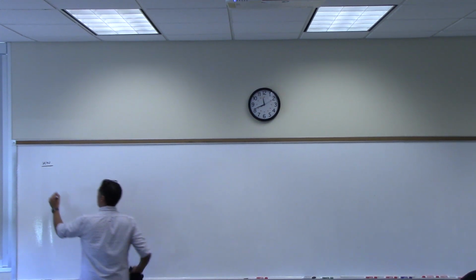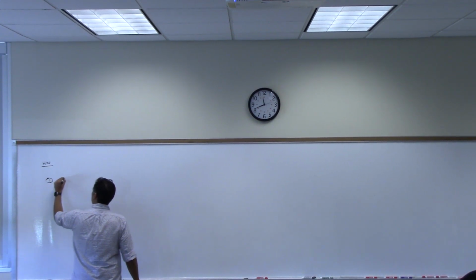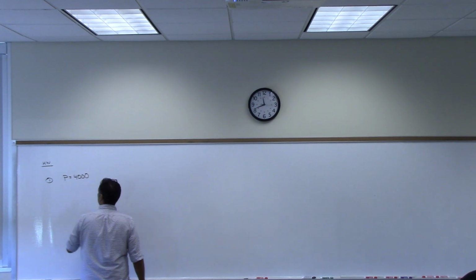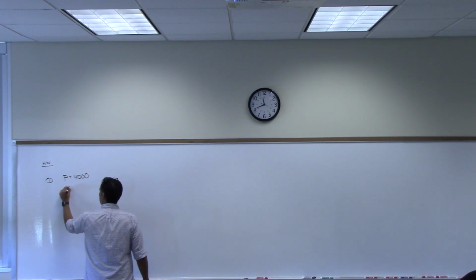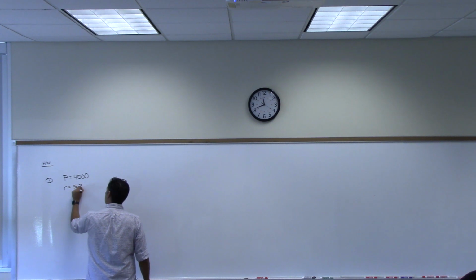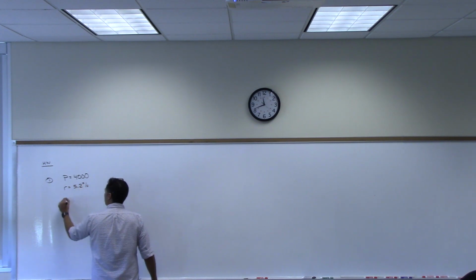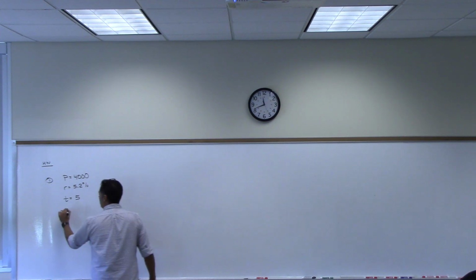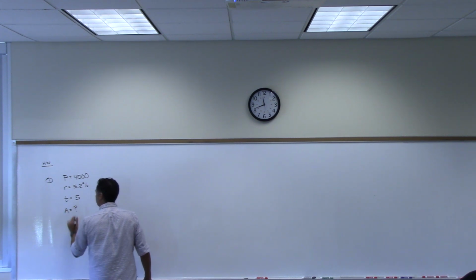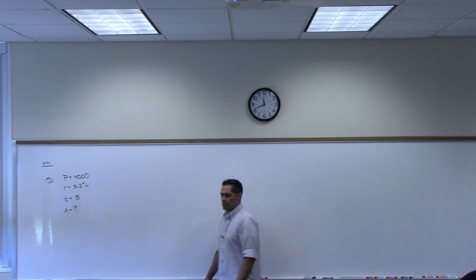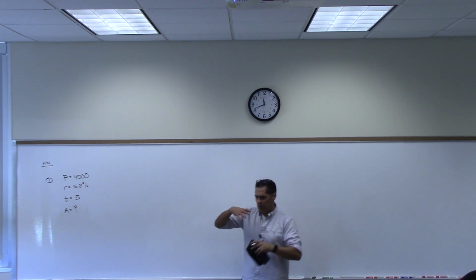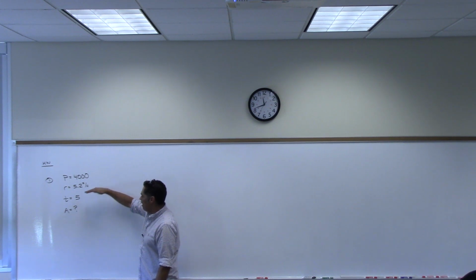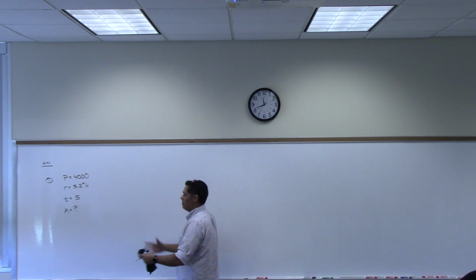Okay, so for problem number 1, I'm going to tell you that you're going to put $4,000 into an account. The interest rate is an incredible 5.2%. You're going to leave it in there for 5 years. And I want to know how much is there at the end. Does that make sense when I'm talking through this? $4,000 goes in. Here's the interest rate. How much time? Now how much is going to be there at the end?